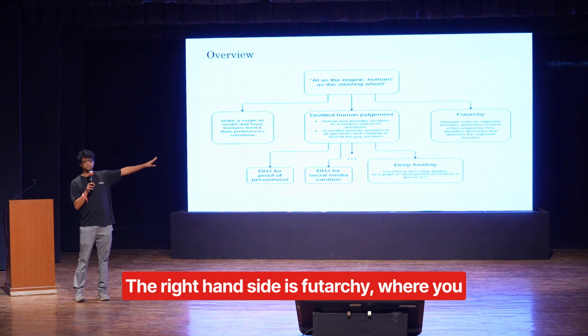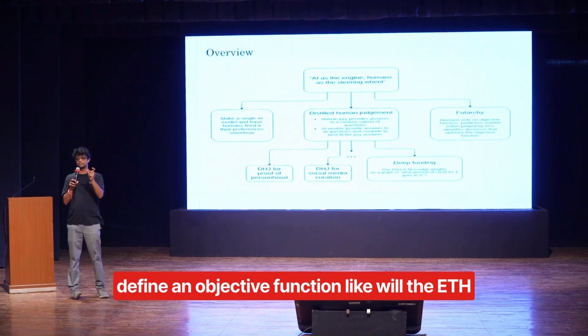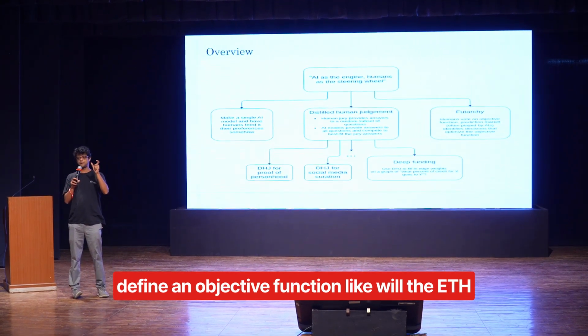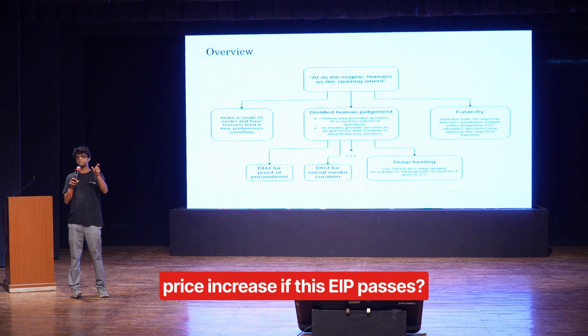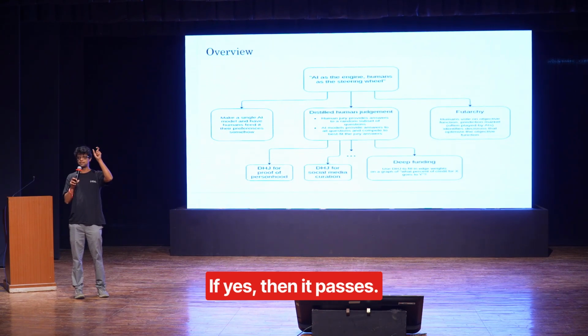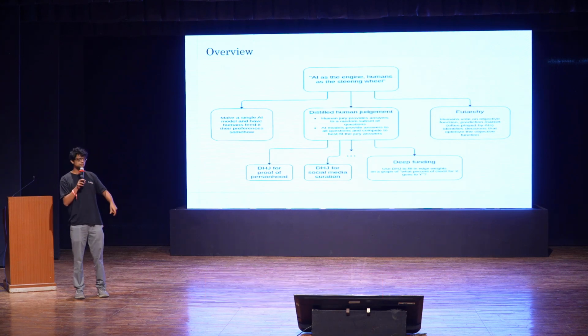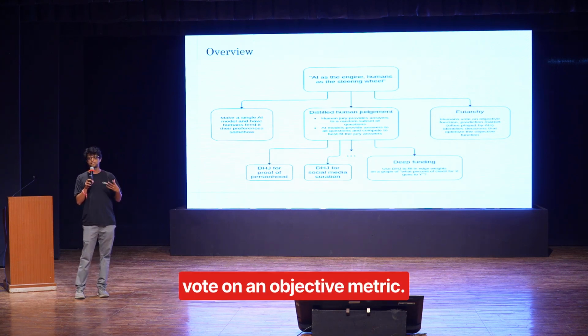The right-hand side is futarchy, where you define an objective function, like will the ETH price increase if this EIP passes? If yes, then it passes. If no, it doesn't pass. So that's futarchy, which tries to vote on an objective metric.